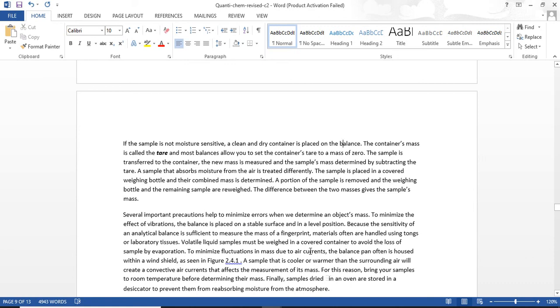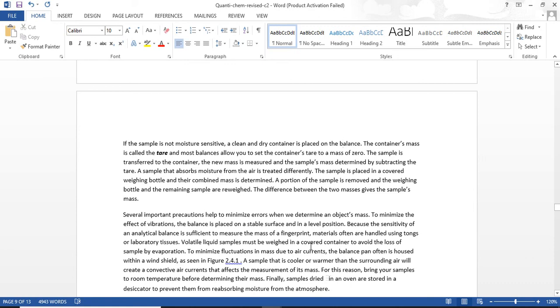If the sample is not moisture sensitive, a clean and dry container is placed on the balance. A container's mass is what you call the tare. Most balances allow you to set the container tare to a mass of 0. The sample is transferred to the container and the new mass is measured, with the sample mass determined by subtracting the tare.